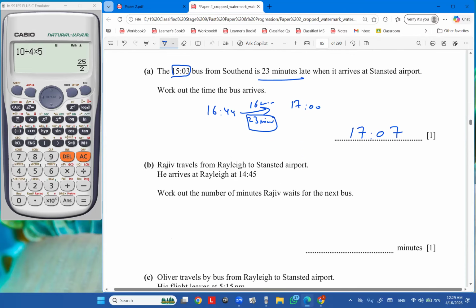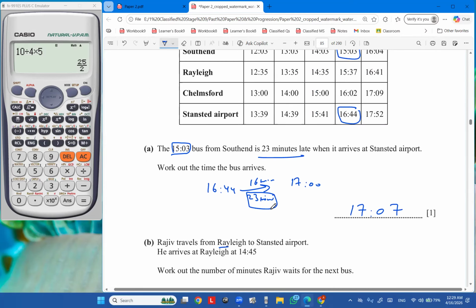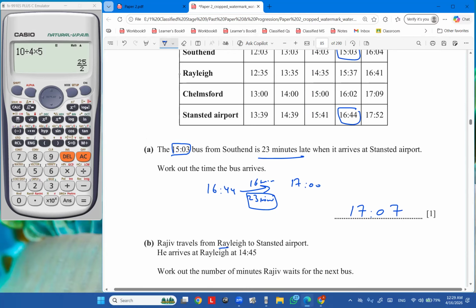All right, next, you're going to find them asking here about Rajiv, who travels from Rayleigh or whatever. I'm very bad actually at pronouncing names of places, to Stansted Airport. He arrives at this place at 14:45. Work out the number of minutes Rajiv waits for the next bus. So he's traveling, it is saying, from Ray to Stans, to the airport, and he arrives at Ray at 14:45.